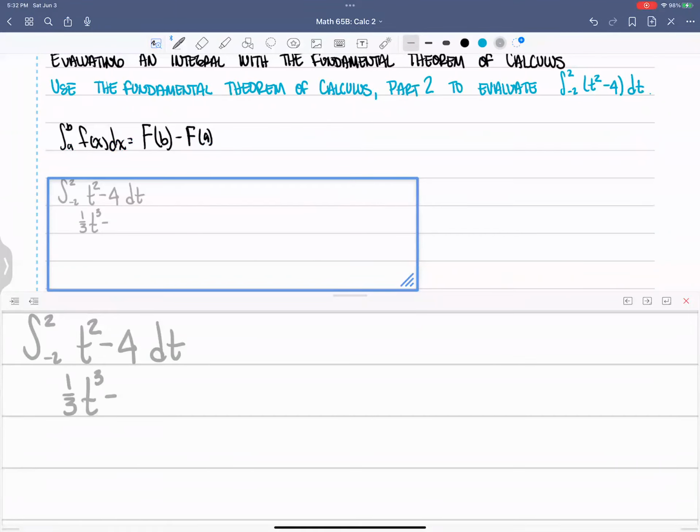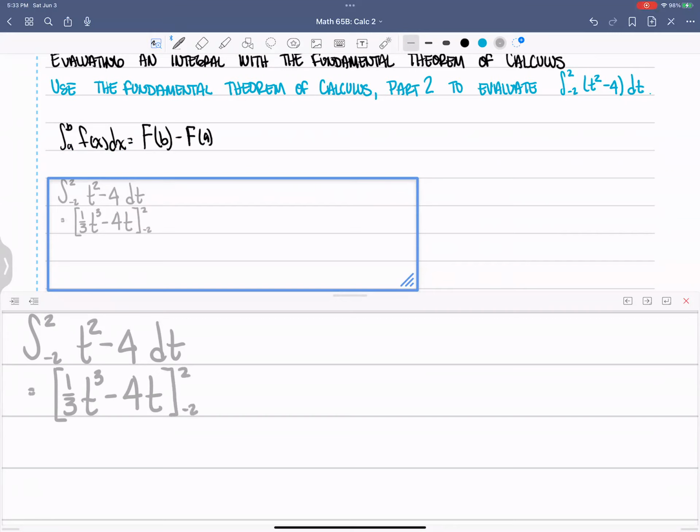And integrating a constant, or anti-differentiating a constant, is just going to throw an extra variable there. So for t, this whole thing here, we're integrating from -2 to 2.